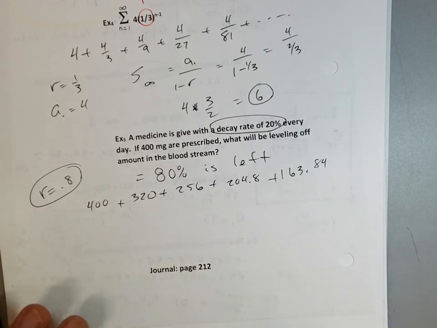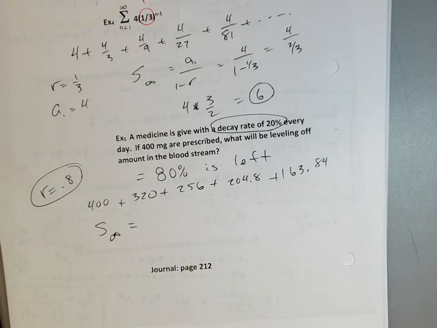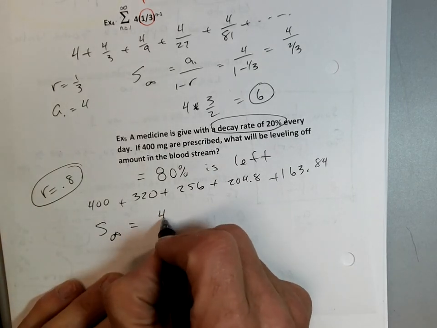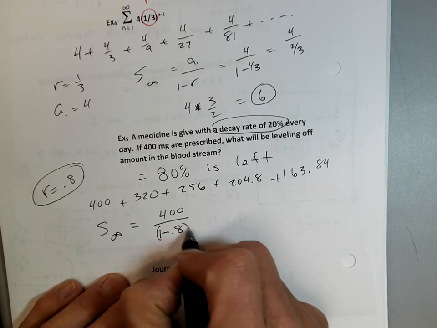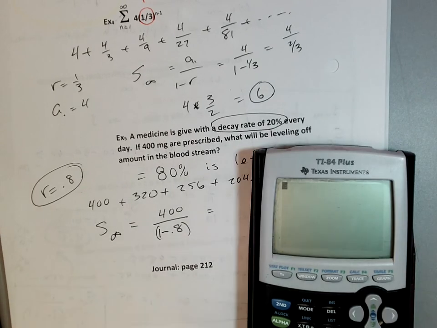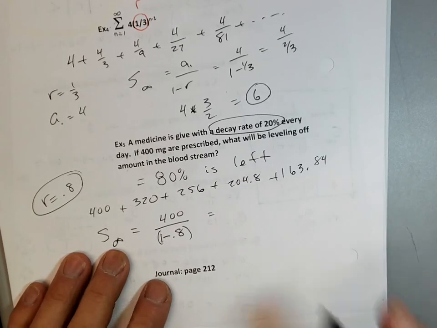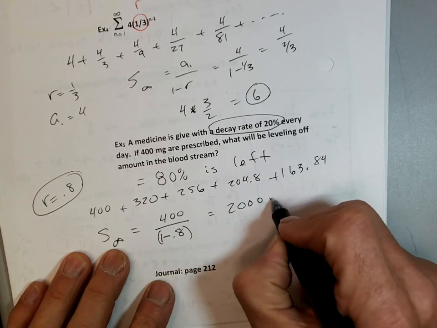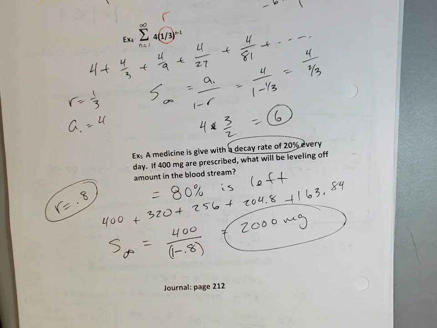So how do we do it? It is an infinity problem. S of infinity, because we're going to assume that you take it forever and the little pieces go down to nothing, right? Is equal to A1 over parentheses 1 minus 0.8, because that's my multiplier. So in my calculator, I'm just going to go 400 divided by parentheses 1 minus 0.8, and I get an answer of about 2,000 milligrams is what it levels off to in your body, which I think is kind of cool. So, we got to be careful of that.